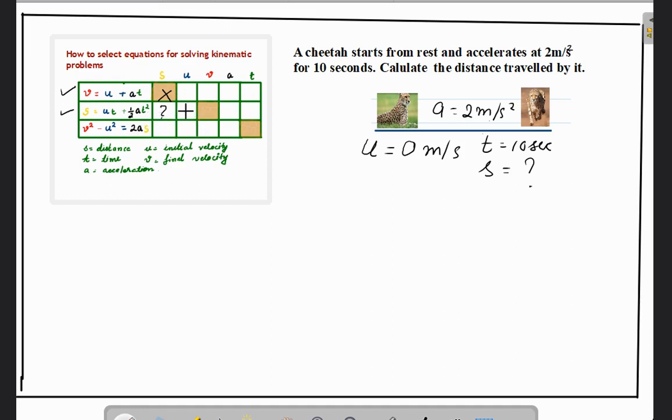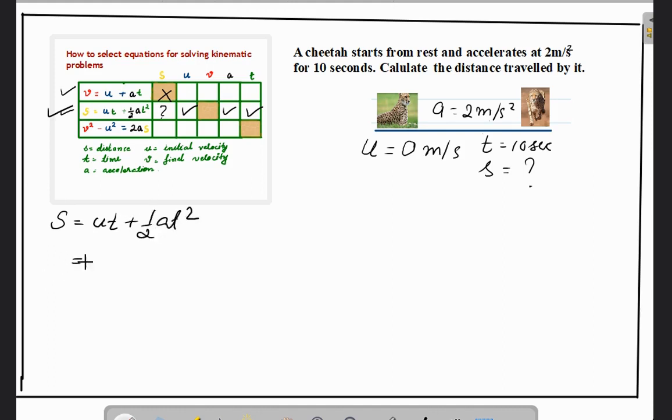Now, next information, u. The information of u is with us. The information of a is also given in the question, and the information of time is also given. So out of 4 variables, 3 variables are known to us. So we can use the second equation. Let's lock this equation and use it. Using the second equation, s is equal to ut plus half at square.